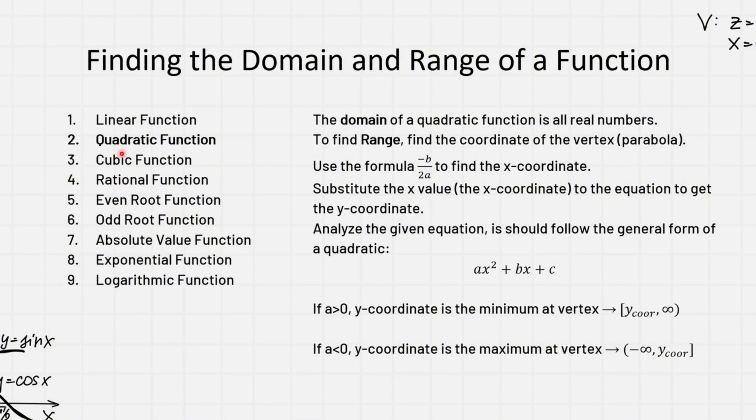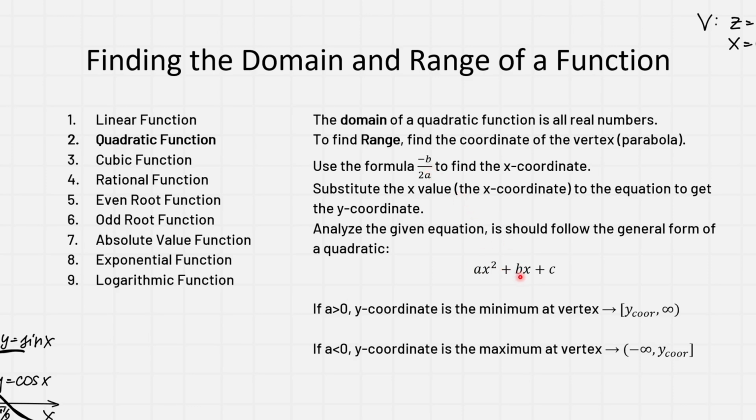Next, so we have quadratic function, and the domain of a quadratic function is all real numbers. And for you to find the range, you just need to find the coordinate of the vertex of the parabola. In order for you to find the x coordinate, you may use this formula, negative b over 2a. So a is the coefficient of the leading term, as you can see here.